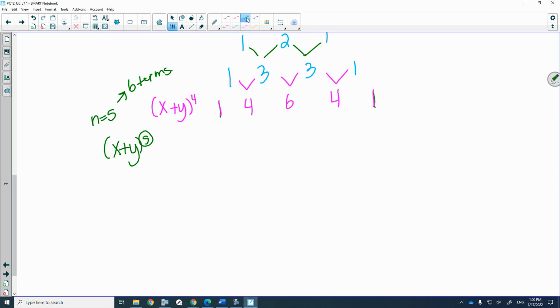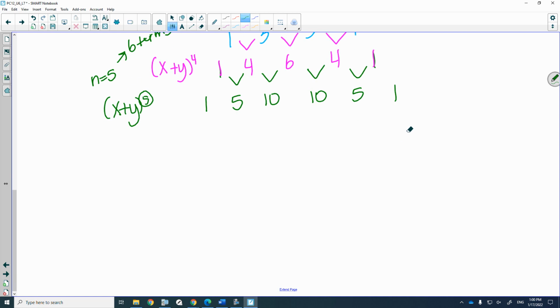So bring down your 1s, and then you're going to add. 1 and 4 is 5. 4 and 6 is 10. 6 and 4 is 10. 4 and 1 is 5. There's going to be our coefficients. So 1, 2, 3, 4, 5, that's going to be 6 terms. What I'm going to do is just give myself more room to spread those out.